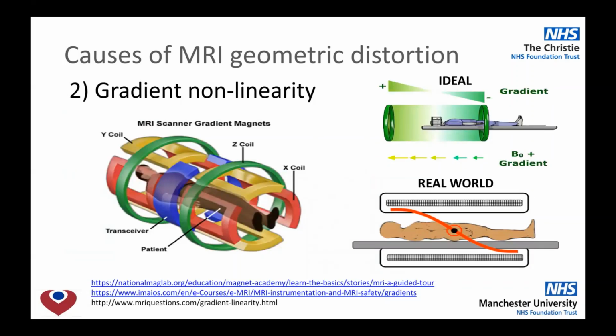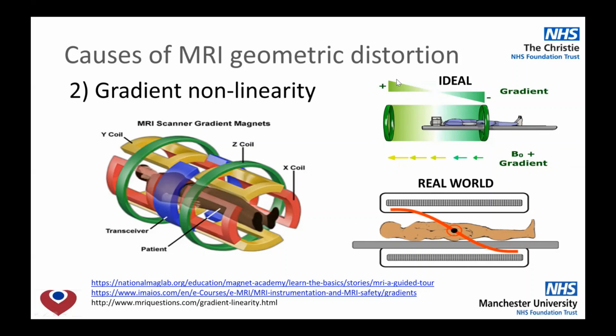The second main cause of geometric distortion in MRI is gradient nonlinearity. On the left-hand side, we have an example of all the different gradient coils that are under the bore of the scanner that provide the gradients in the X, Y, and Z direction as shown. In an ideal world, when current is put through these coils, a completely linear gradient will be applied across the patient, as shown in the top left.